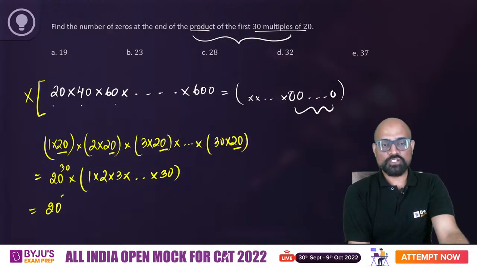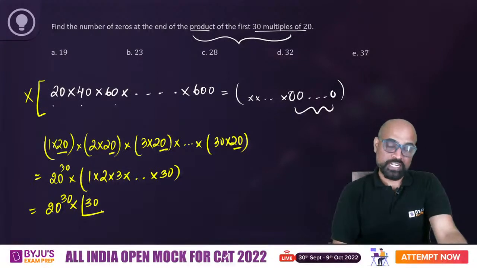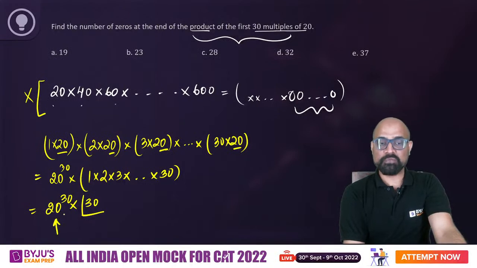So this will change to 20 to the power 30. Now this second bracket changes to 30 factorial. Now in order to find the number of trailing zeros in such a scenario, we can very much see that the number of trailing zeros from the first is going to be 30. Plus we are going to have some more zeros from here.